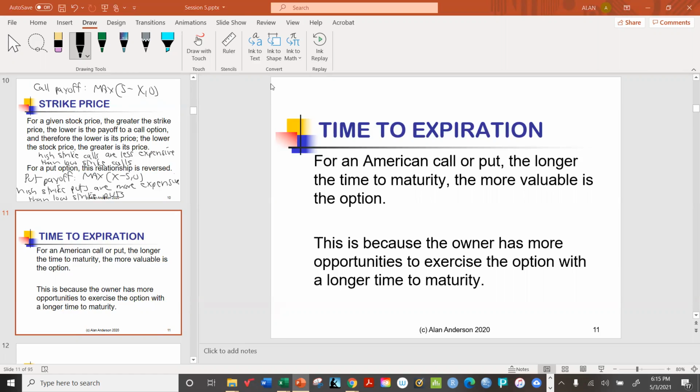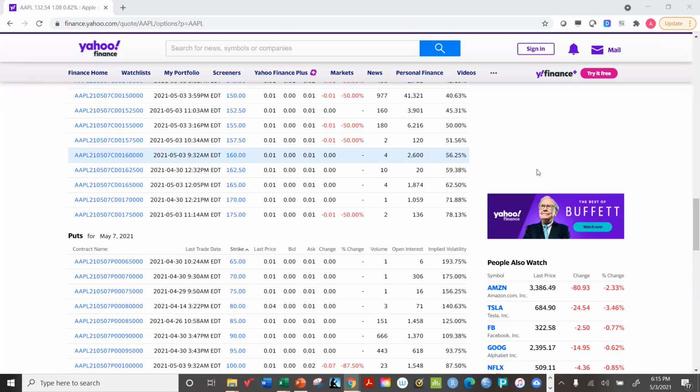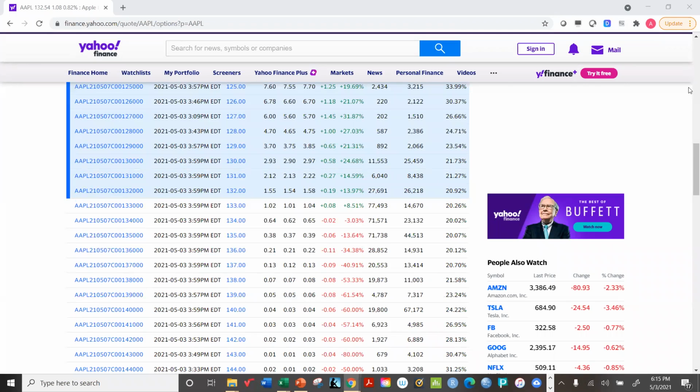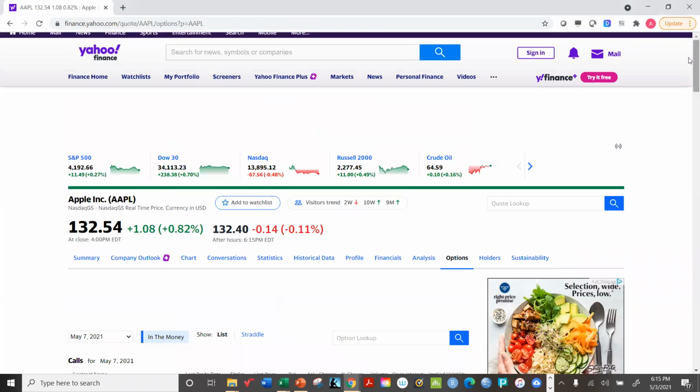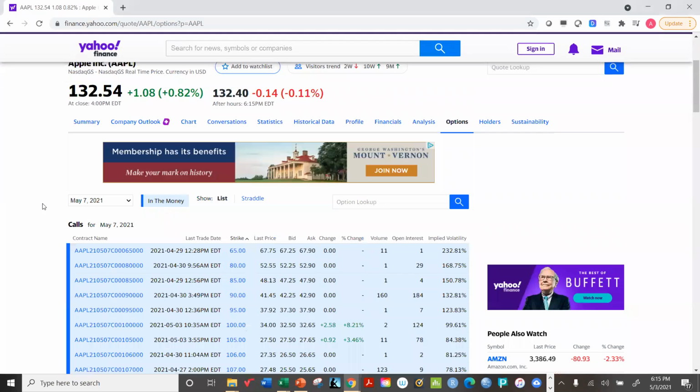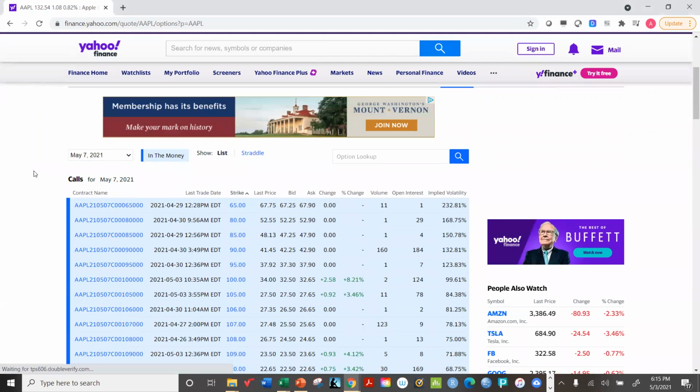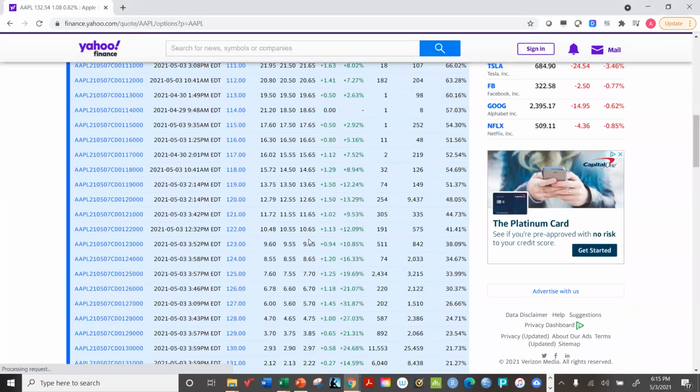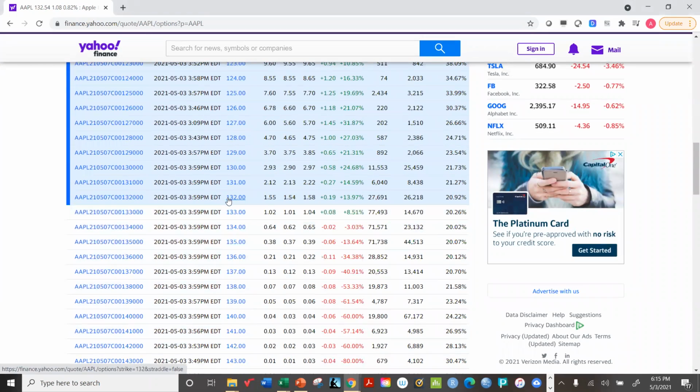In fact, why don't we go back to our information here. Now, if you notice, all of these options that I just showed you all have the same maturity date, which is May 7th, just a few days from now. Why don't we do this? Let's take a look at, let's try this 132 strike call. If you see, currently it's selling for $1.58.